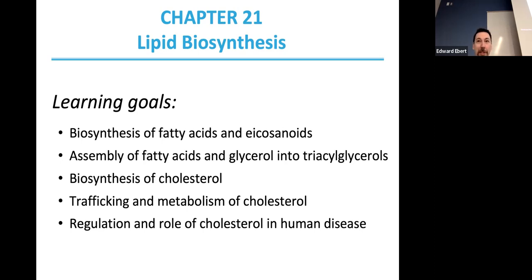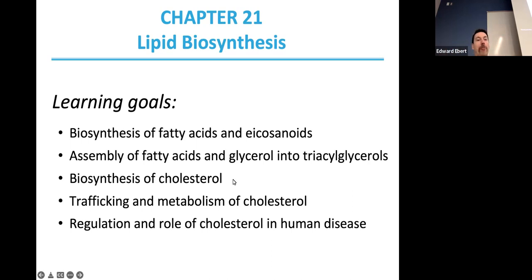Anyway, so what we've looked at is fatty acid oxidation, where we're breaking it down. Now we're going to look at how we build it up. And besides our fatty acids, we're going to look at various other lipid bodies, like the eicosanoids. We'll see that those can be used to generate a lot of other biomolecules, like our thromboxanes, our leukotrienes, and stuff like that. We're going to look at how these assemble from fatty acids and glycerol into triacylglycerols. So just like we break down, we're going to build up.